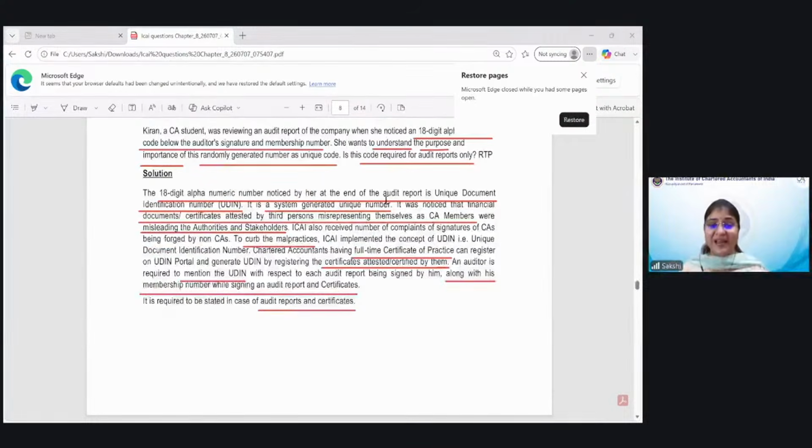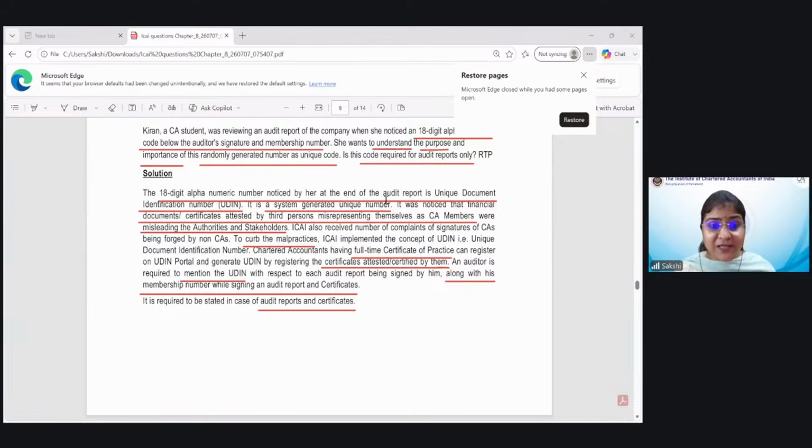We will write: the 18-digit alphanumeric code noticed by Kiran at the end of the audit report is nothing but the Unique Document Identification Number, UDIN. Mention the full form as well as the short form. Now you will tell what it is. It is a system generated unique number. You do not generate it. It is the system which generates it.